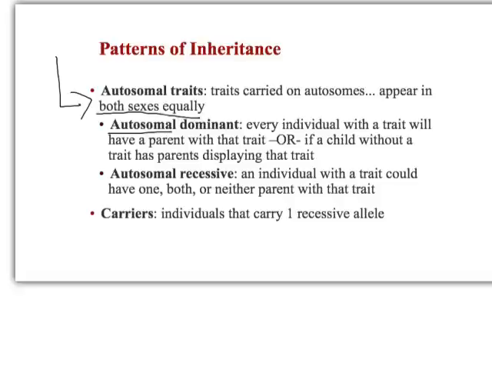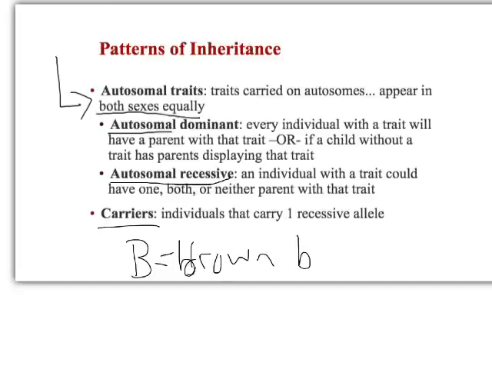And if a trait is autosomal recessive, the big clue is when you have an individual who has the trait, but the parents do not. The other vocab word you might see before we look at some examples is a carrier. A carrier is someone who carries the recessive allele. So if I'm looking at eye color and capital B is brown eyes, so it's dominant, and little b is blue, it's recessive, a carrier would be someone who's heterozygous, because they're carrying the recessive allele but not showing that trait.